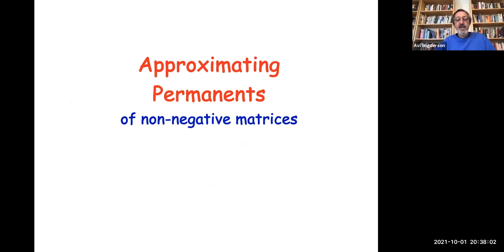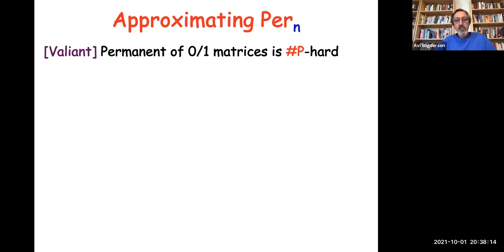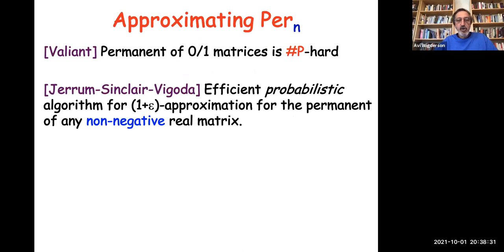Let me talk a few minutes about another problem, which is the approximation of permanents. This will be just for non-negative matrices, because for general matrices, it's an NP-complete problem. So what do we want to do? We said that computing the permanent of even 0-1 matrices is a sharp-P hard problem, so we don't expect to do it. But what about getting it within a factor of 2, or within a factor of 1 plus epsilon? And there's a major result of Jerrum, Sinclair and Vigoda that this can be done.